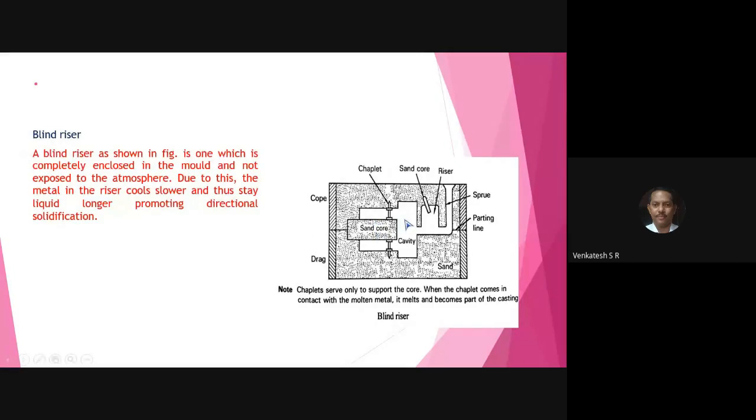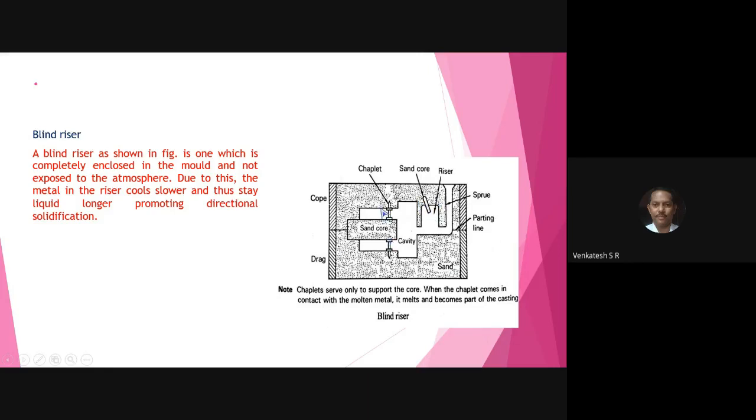Otherwise, nowadays what they do, they place some chaplets. Chaplets means wooden pieces. They place the chaplets in different places of the mold cavity. When the liquid metal makes contact with the chaplets, the gas comes from that hole. So from that also they understand the mold cavity is filled. So like that they understand the mold cavity is filled.